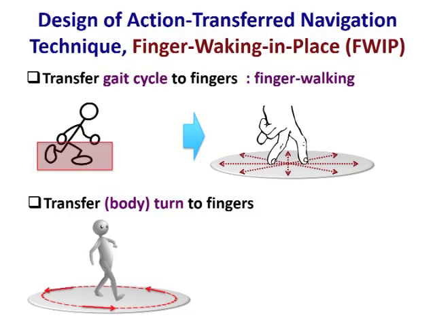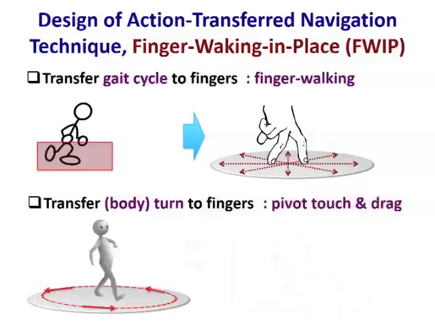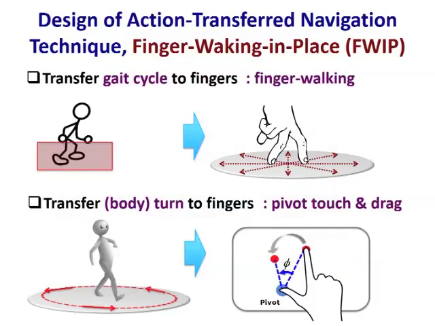Then, we transfer the body turn to fingers for rotational control of a viewpoint. This is a little bit tricky because our wrist is hardly rotated 360 degrees. Instead, we use the pivot touch and drag technique. This action is similar to our body turn to change the orientation during walking. You know, we don't turn our bodies 360 degrees at once during walking.